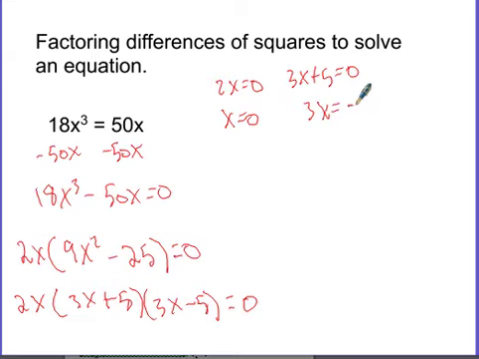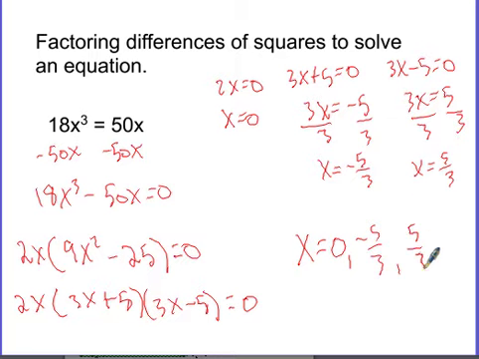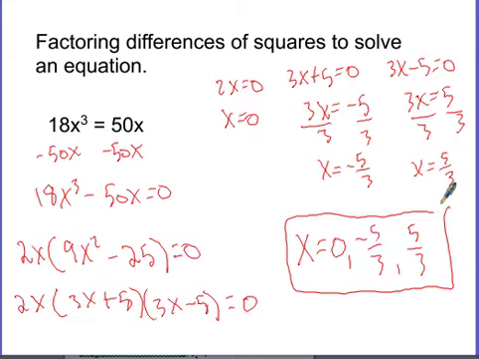So 3x equals negative 5, so x equals negative 5/3. Or 3x minus 5 equals 0, so 3x equals 5, which means x equals 5/3. So x equals 0, negative 5/3, 5/3, or whatever order you put them in, I don't care. I think that's the first time we've seen one with 3 solutions, isn't it? Sometimes it happens.